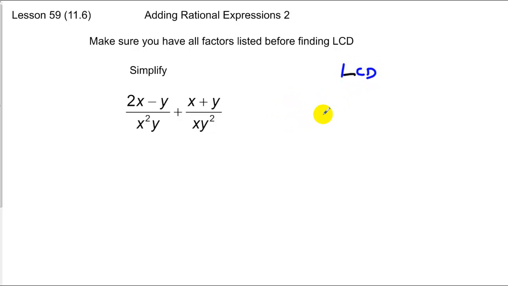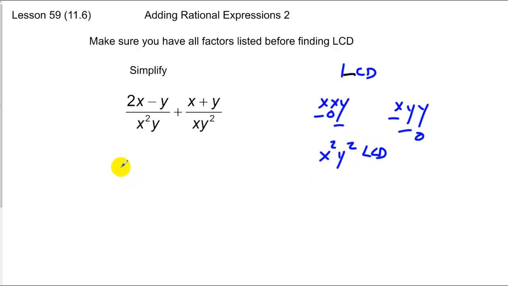So I say, well, I need the 2 x's from the first term and the y, and I need an x, and the 2 y's from the second term. If I look at that, I need these 2 x's, these 2 y's for sure, and then I'm missing that x and missing that y. So I have an x squared that I need and a y squared, and that's my LCD. Rewriting it twice, x squared, y squared, x squared, y squared.